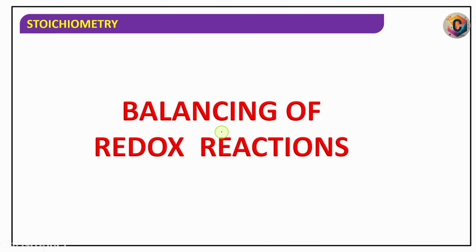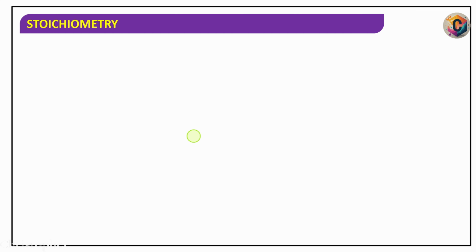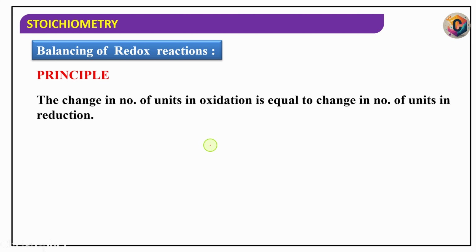In this video, I am going to teach you how you can balance redox reactions. Let us start our discussion. The principle that we are going to use here is to make the number of units of oxidation equal to the number of units of reduction.